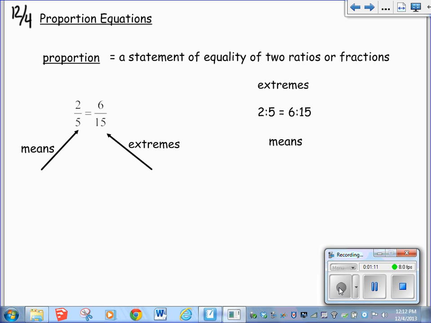In 5th and 6th grade, you had a lot of these ratio proportions where you had to fill in one of the missing numbers often.